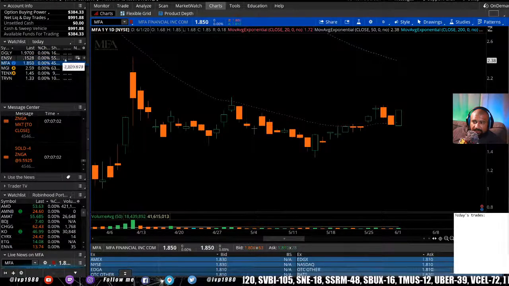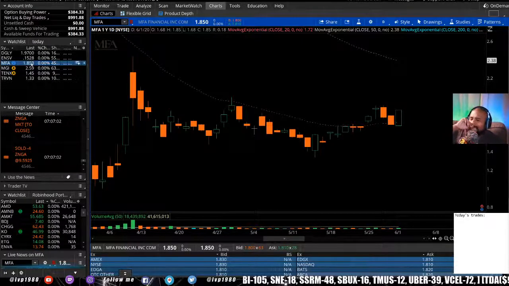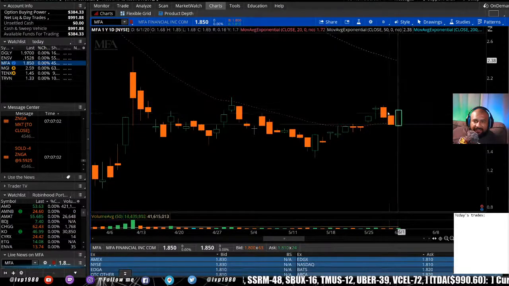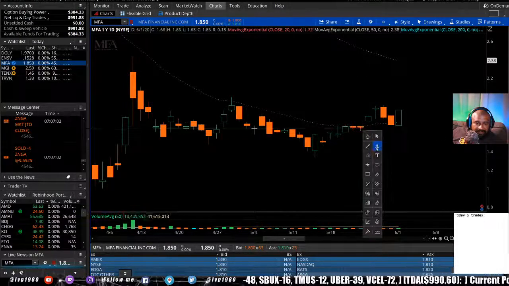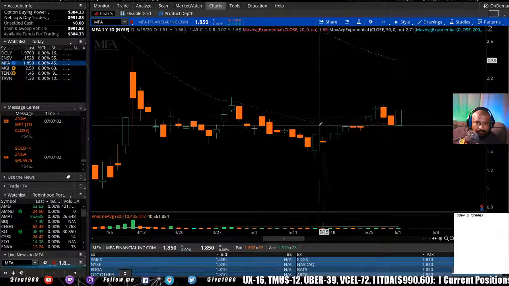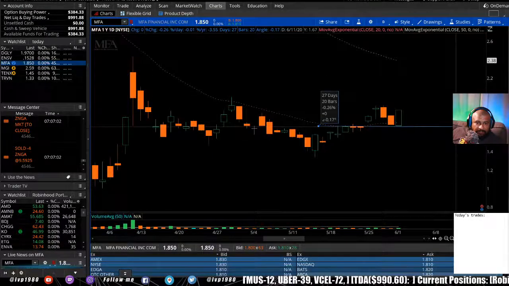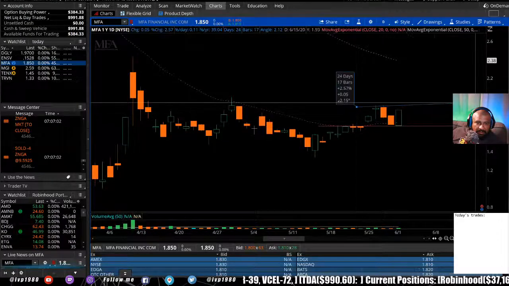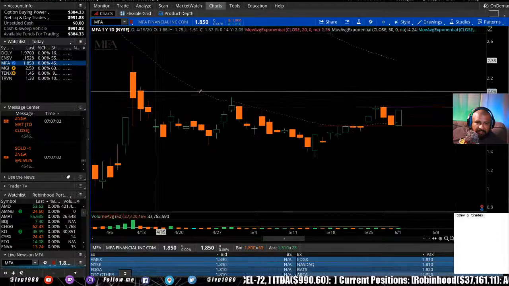Energy Equipment and Services. Okay. MFA Financial. Just a couple lines here. You can tell previous resistance is now a support line. This is the latest resistance here.